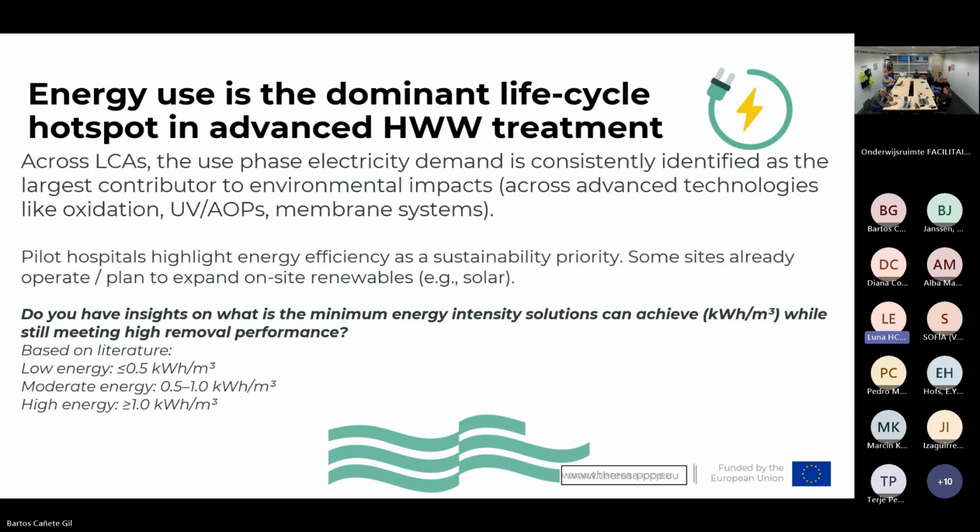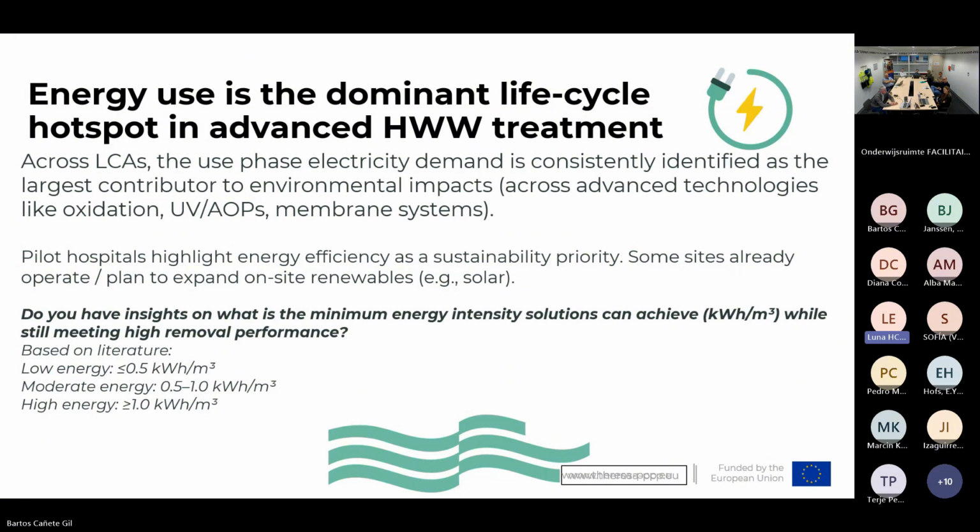So from the literature, we know that energy use is actually the dominant life cycle hotspot in advanced hospital wastewater treatment. Across LCAs, this was consistently identified as the largest hotspot, especially in treatments like oxidations, UV, AOPs, which is advanced oxidation processes, and membrane systems. Pilot hospitals also in the project identified energy efficiency as a sustainability priority, and it's worth noting that some of these sites operate or plan to expand on-site renewables like solar energy.